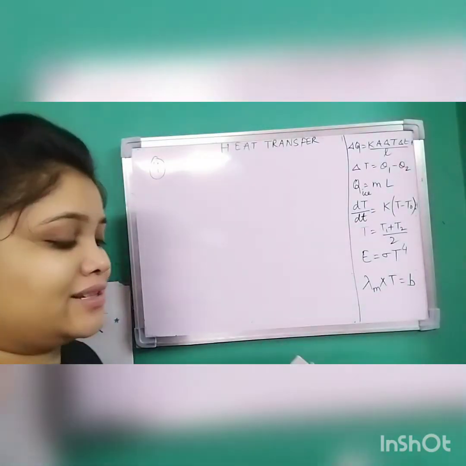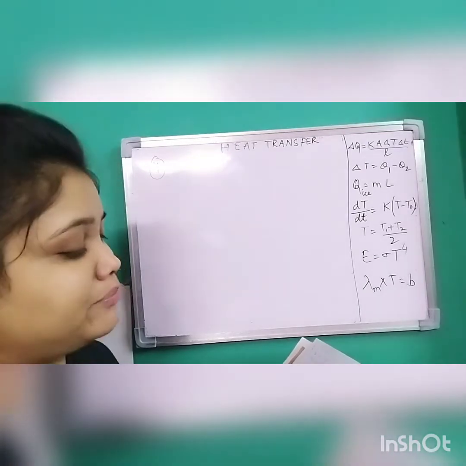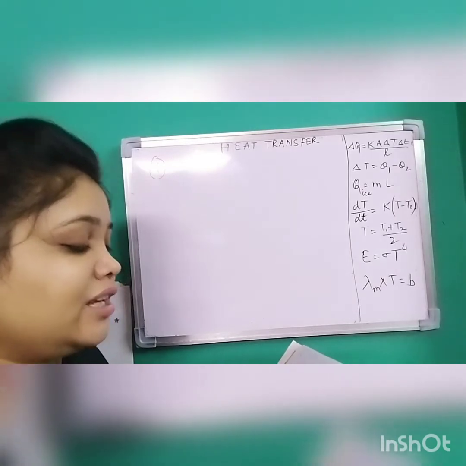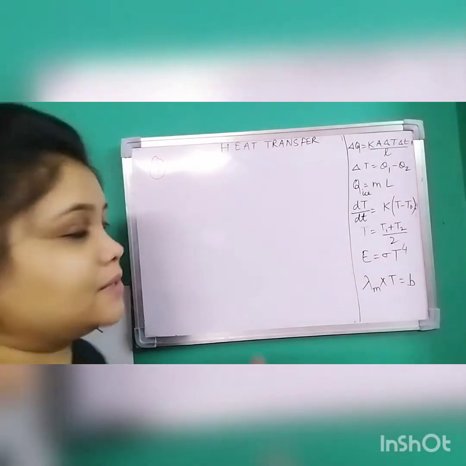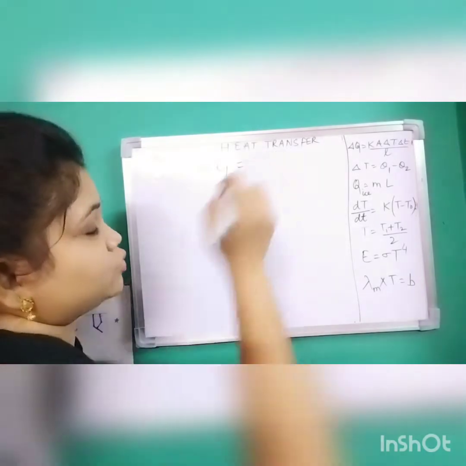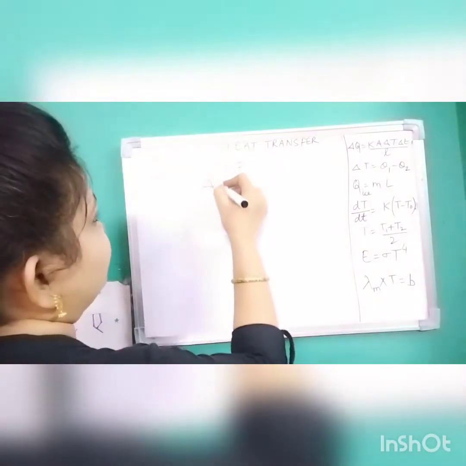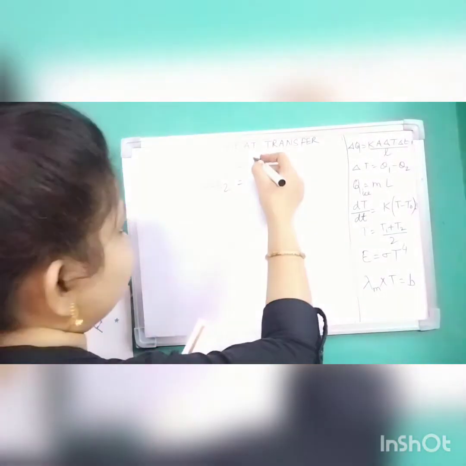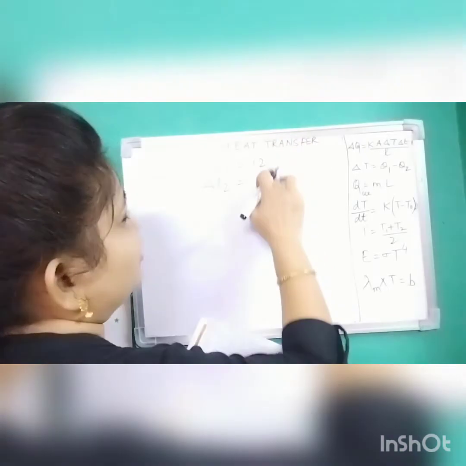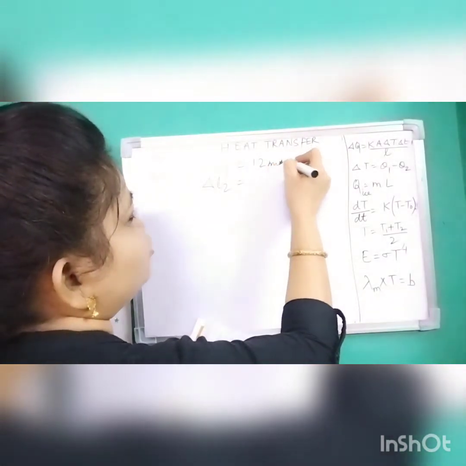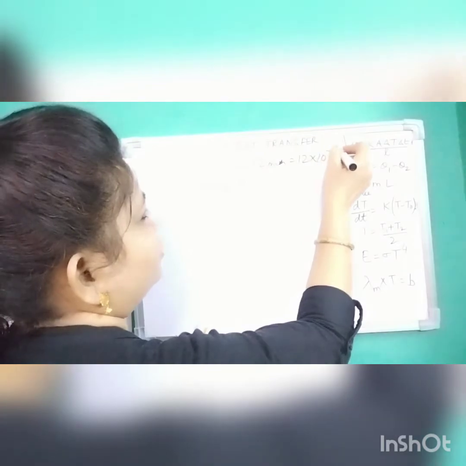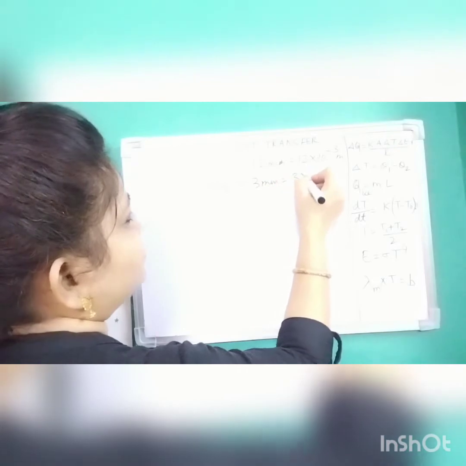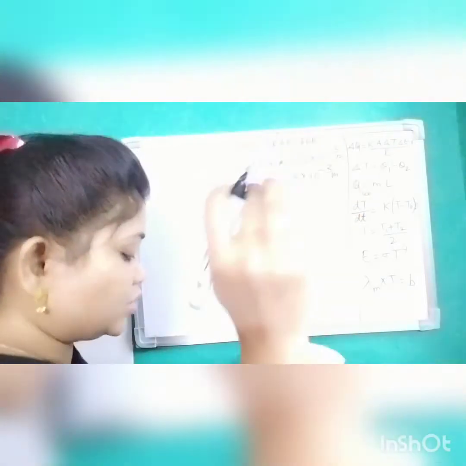Sum number 4 tells us, if we use 12 millimeter thick special glass for the windows of a room instead of 3 millimeter thick ordinary glass. That means there are two thicknesses given, two lengths given. One is delta L1 and one is delta L2. One is 12 millimeter, which is nothing but 12 into 10 power minus 3 meter. We are converting millimeter into meter. And another is 3 millimeter, which is nothing but 3 into 10 power minus 3 meter. So you have converted it.